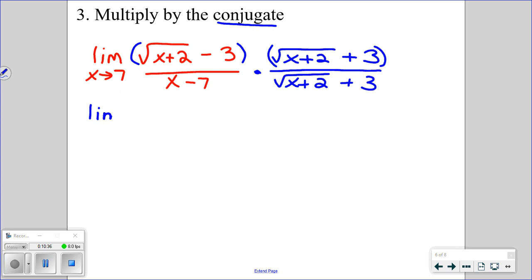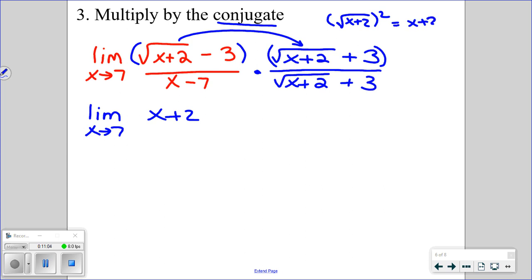Here's where you will see why multiplying by the conjugate is helpful to get rid of that square root. Square root of x plus 2 times square root of x plus 2 is just x plus 2. Because if you multiply the square root by the square root, you technically get the square root of x plus 2, squared. Square root and squaring are inverses, they undo each other, so that just equals x plus 2. Now, square root of x plus 2 times 3, we're just going to write that as plus 3 times square root of x plus 2.